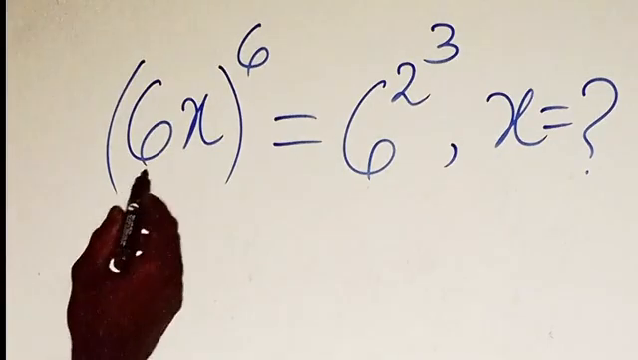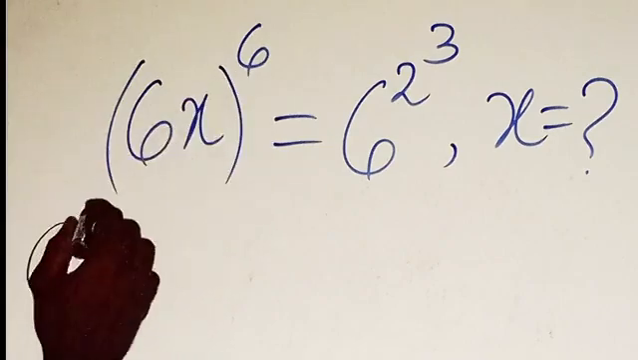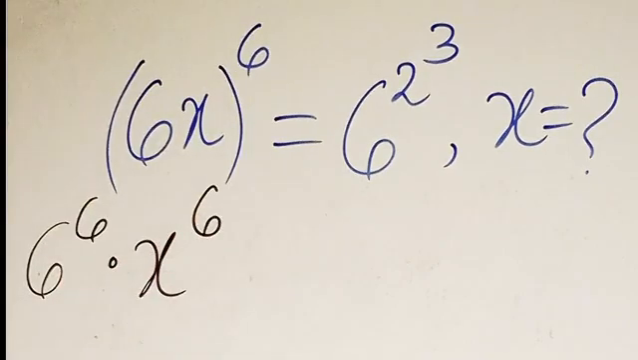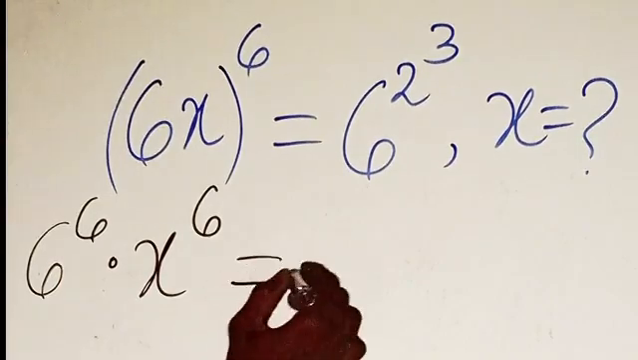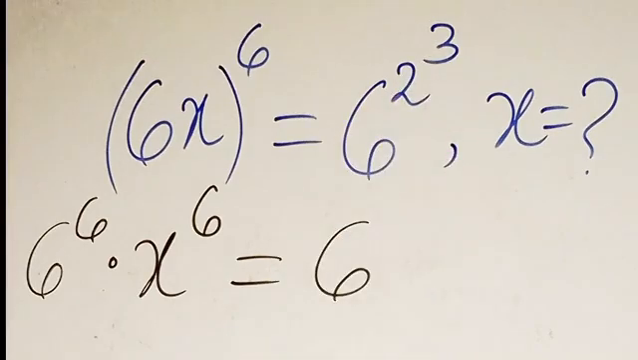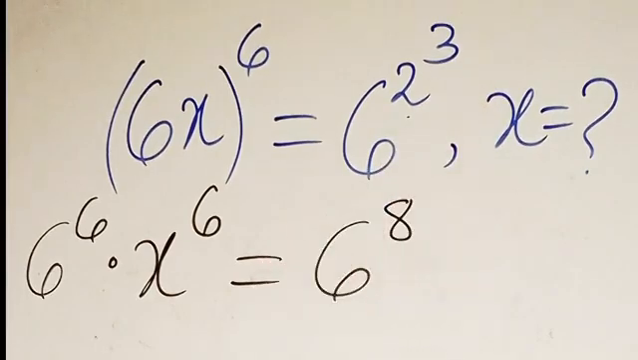So now we are going to split this inside into two. We're going to have 6^6 multiplied by x^6, that is from the law of indices, which equals 6^(2^3). So that will give us 8. That is, this to the power of 3, we are going to have 8 here.